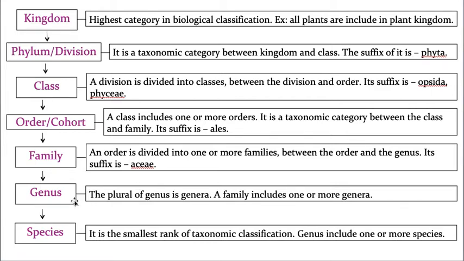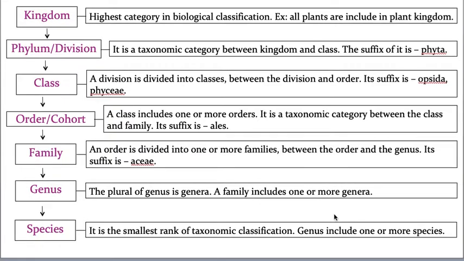Now the next one is genus. If you are calling many genus, then you have to call it genera. Families include many genera. Below that, the last taxonomic category is called species, the smallest taxonomic category, which may include one species or many species.